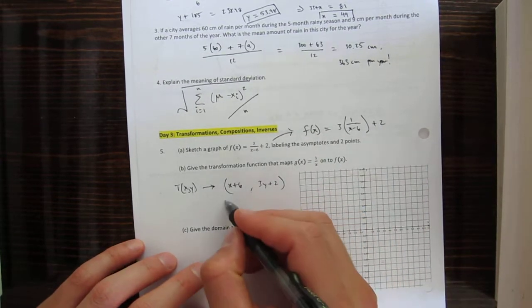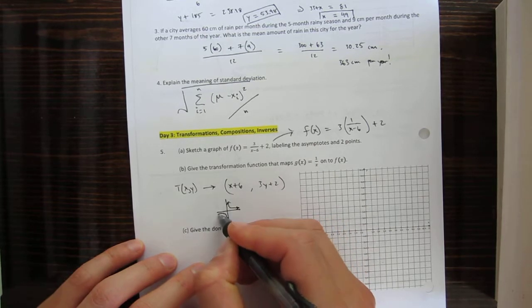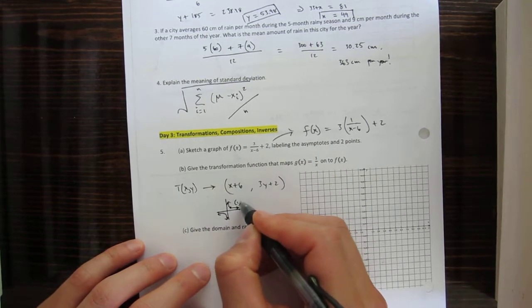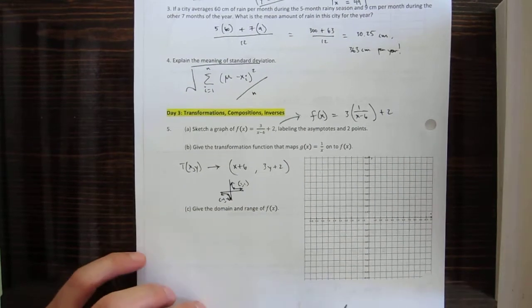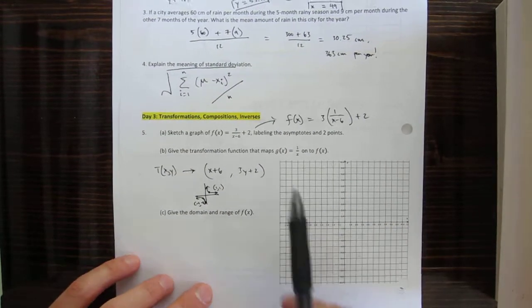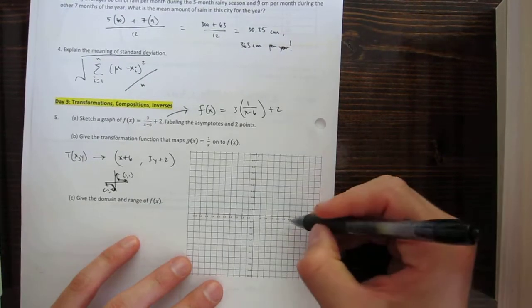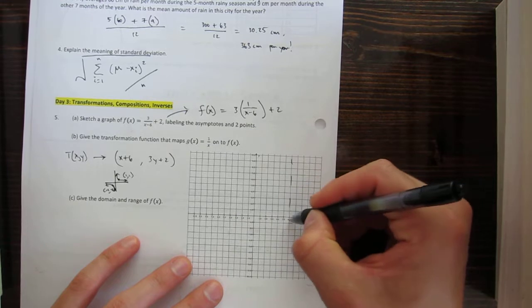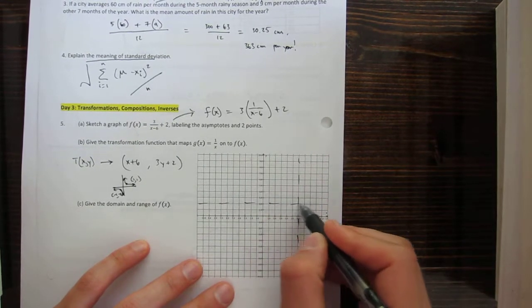So knowing what I know about the parent function, which looks like this, 1 over x, there's a point here at 1, 1, and a point here at negative 1, negative 1. So those would be good points for me to move. Because it's moved to the right 6 and up 2, that should give me my asymptote. So here's an asymptote at 6, and here's an asymptote at 2.